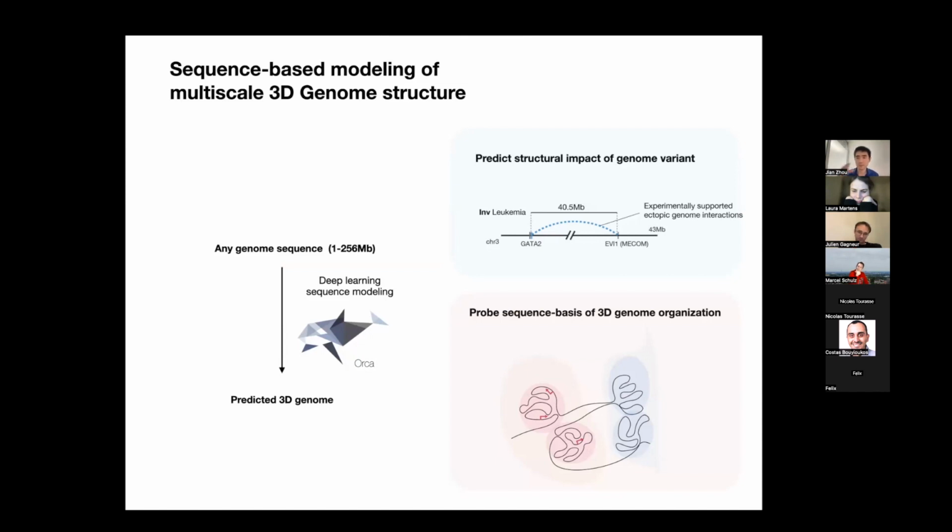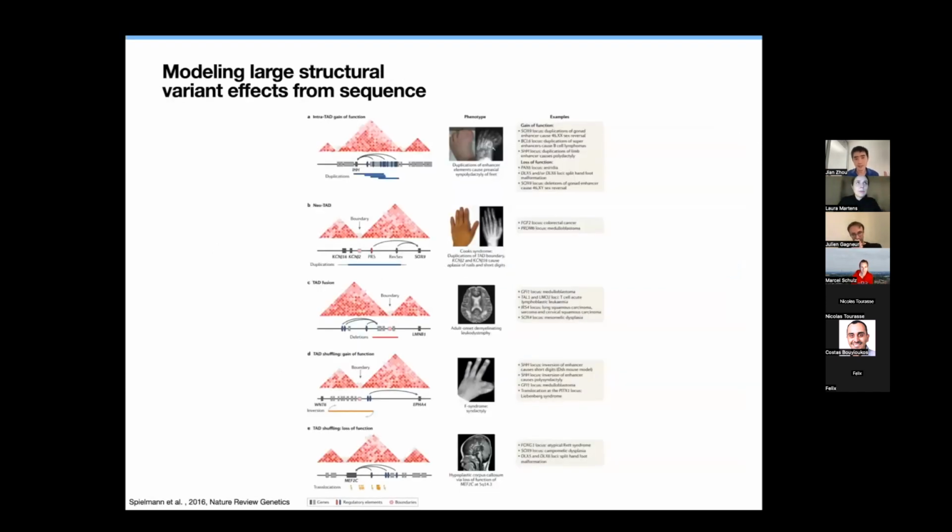One is the predictions for genomic variants, especially those large structural variants, which tend to have the largest impact on the 3D genome. And the other is to use the model as a way to generate hypotheses about the sequence basis of the 3D genome organization. We know that a lot of diseases are caused by those large structural variants, and the effects are at least partially mediated through the effects of those structural variants on the 3D genome, right?